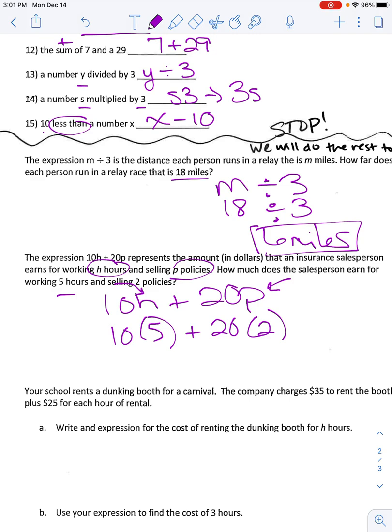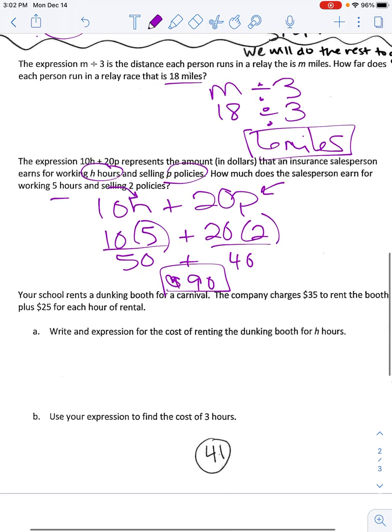Make sure that you multiply before you add. 10 times 5 is 50. 20 times 2 is 40. Add them together. They earn $90.